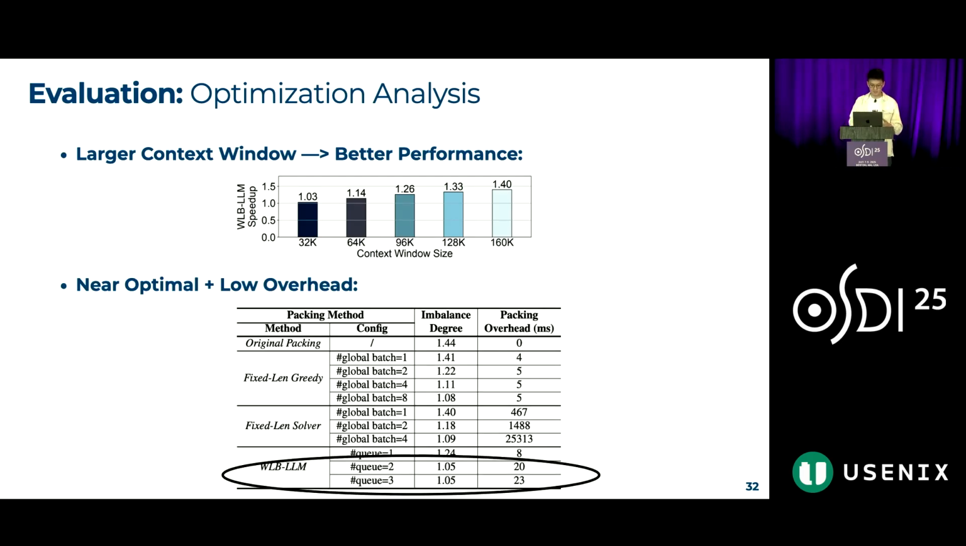And second, we evaluate the optimality and the overhead of different packing optimizations. Our solution achieves near-optimal imbalance degrees, and the packing overhead is also very low, about 20 milliseconds per batch. You can find more evaluation results in our paper.